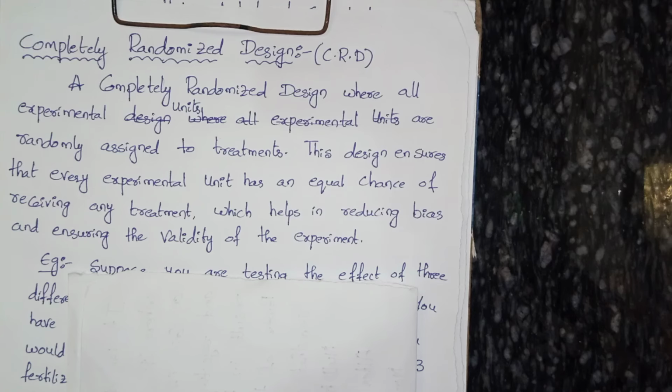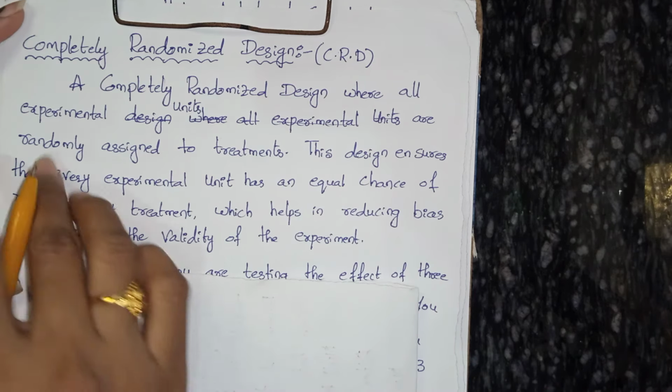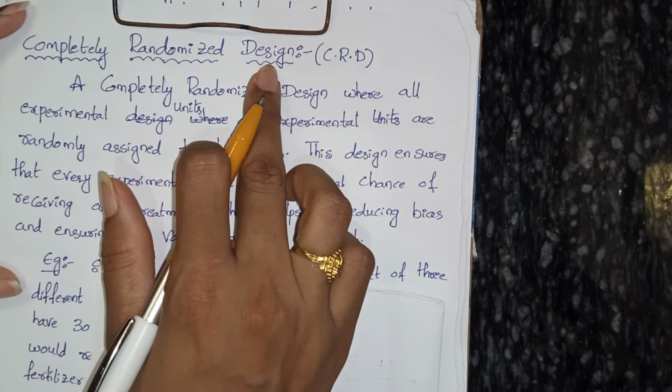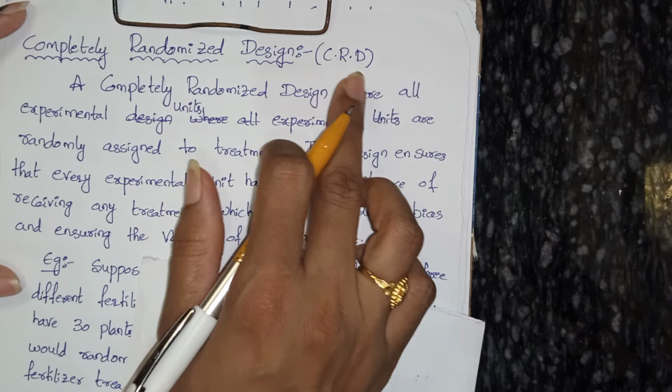Students, today's topic is completely randomized design. It is a design in the topic called design of experiments. It is very important for semester 6. For the students studying semester 6 statistics, the paper name is Applied Statistics 2. Completely randomized design, in short form, is called CRD.